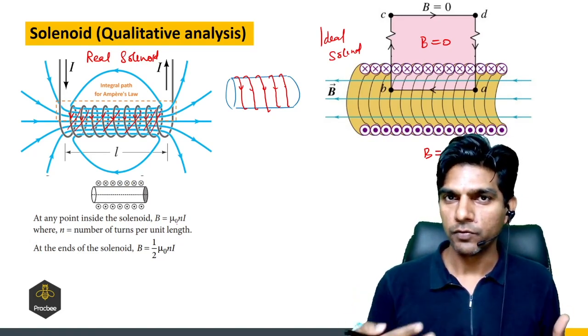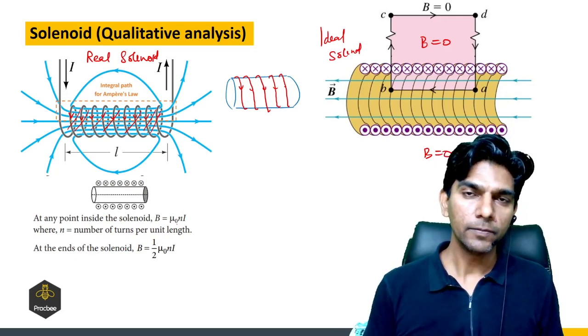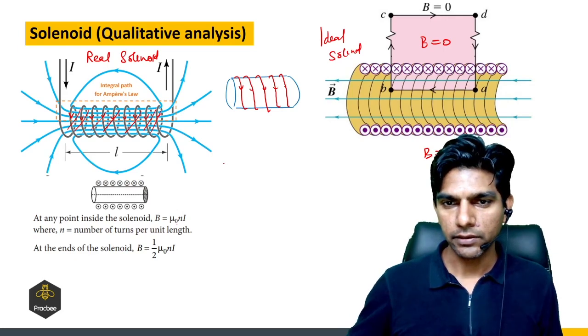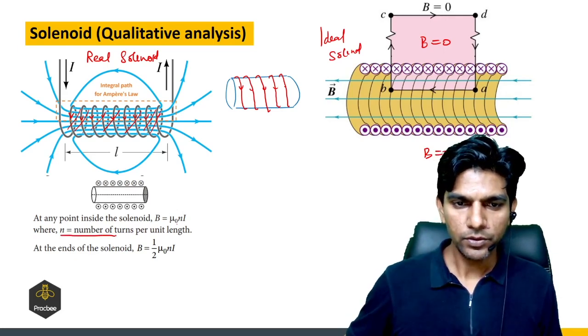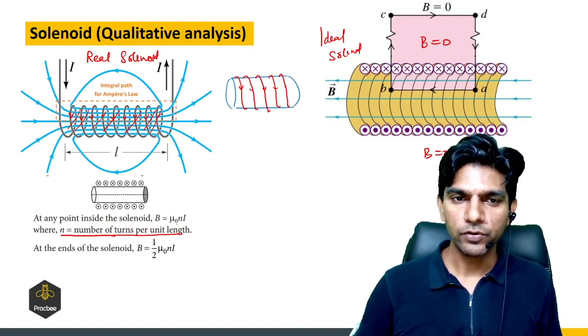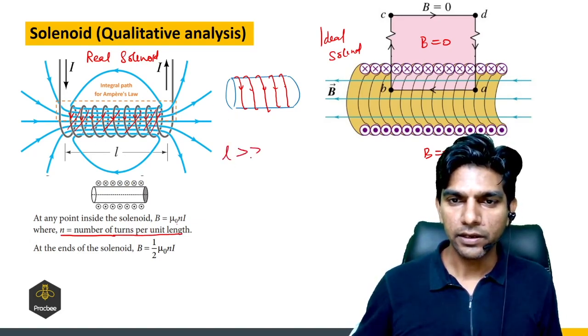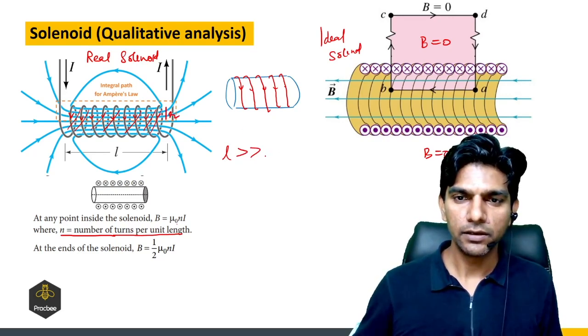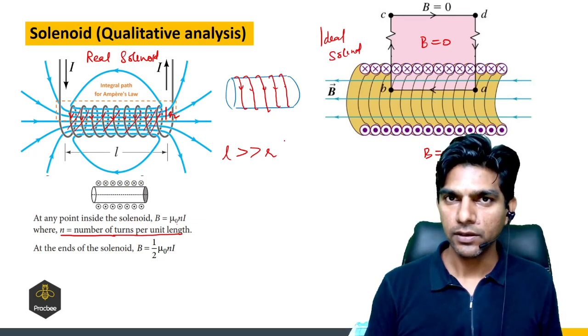And how can we figure out whether a solenoid is ideal or not? N is the number of turns per unit length. If it is very large, and if the length of the solenoid, L, is very large in comparison to the radius of the core, R, then we can say we have an ideal solenoid.